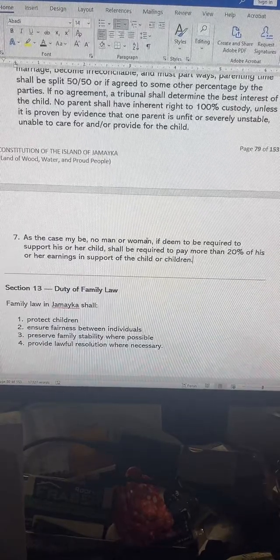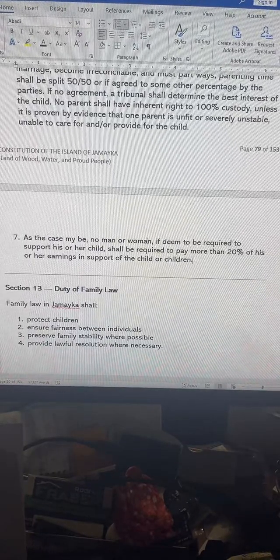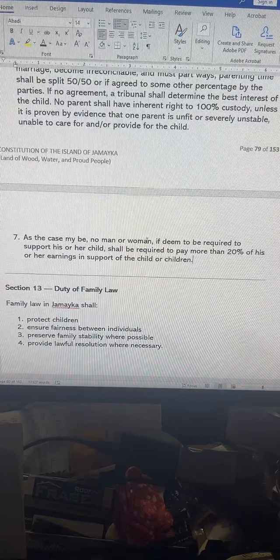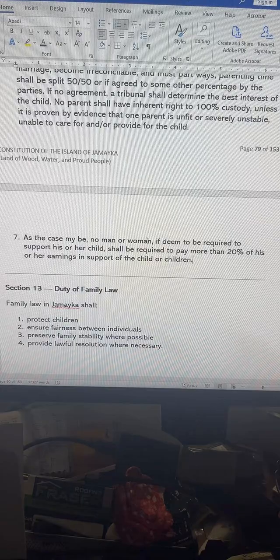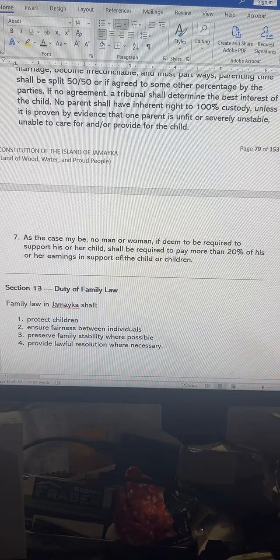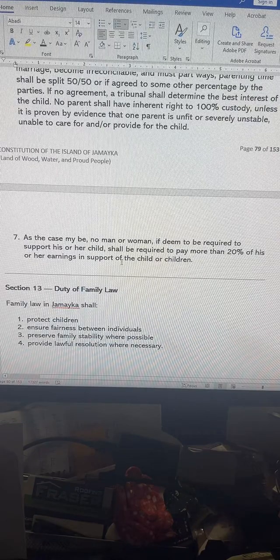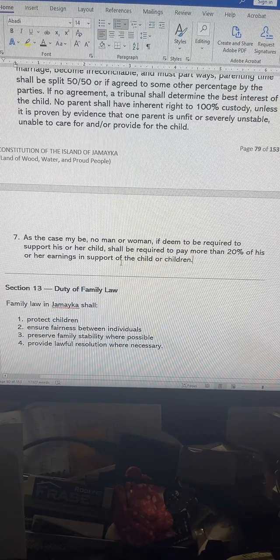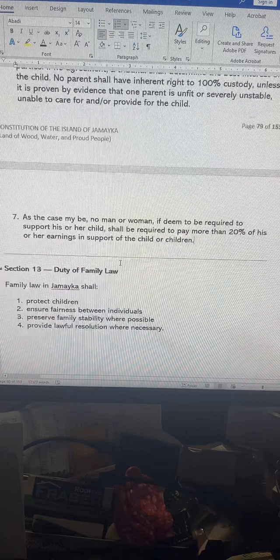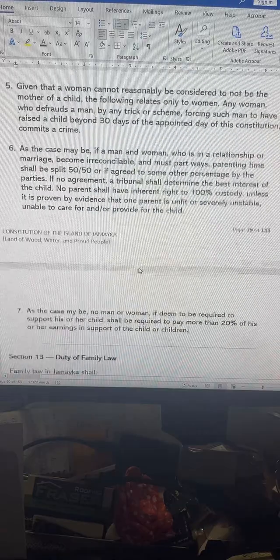So, any child born on the island should be registered, regardless of parents' nationality. Yeah, man. The section on citizenship covers that, where any child born on the island is a Jamaican and is registered as such. Right? Yeah. All right.